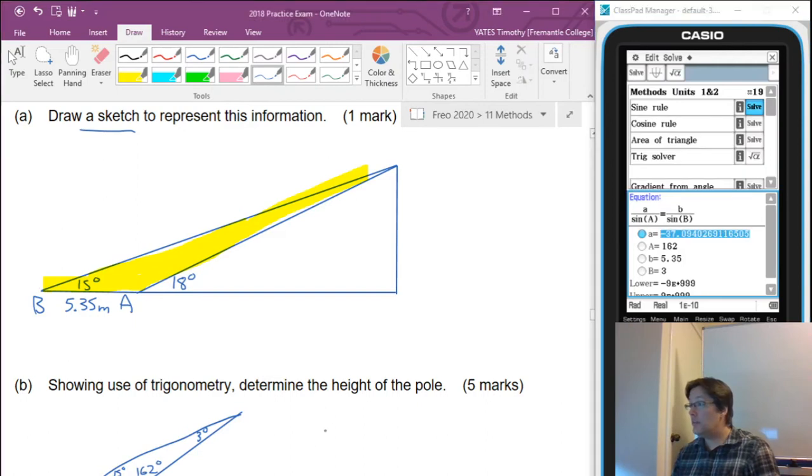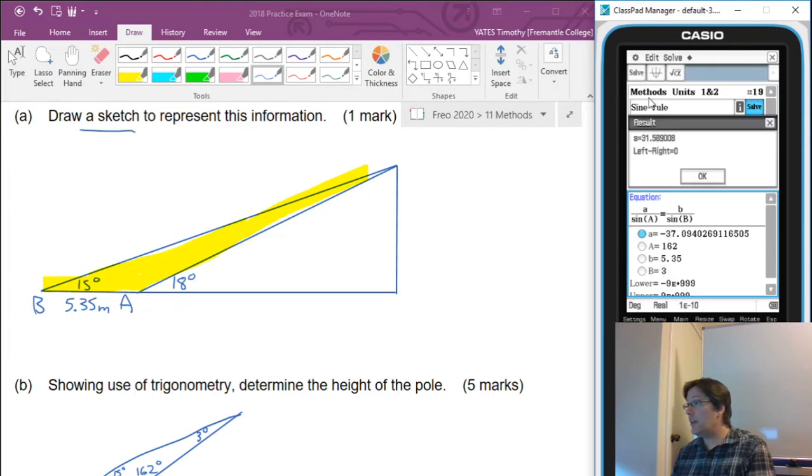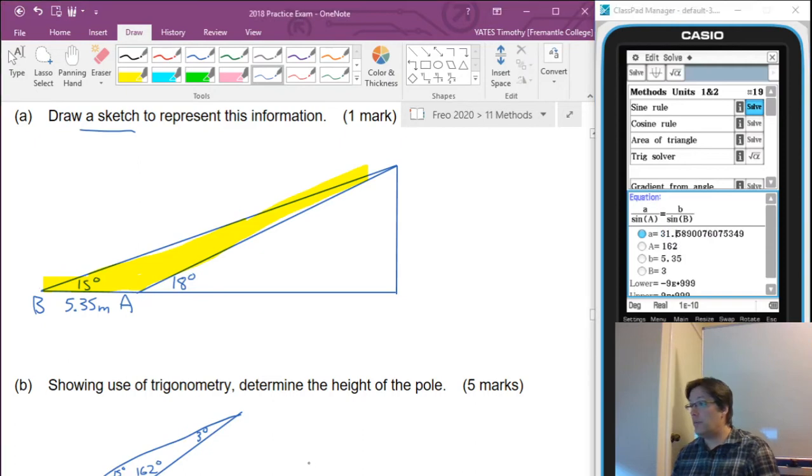37. Oh, that's negative. That's not what we expect. So let's just double check. We've got to make sure we've got it in degrees. Let's calculate that again. And we get an answer that makes sense: 31.58. So this is going to be 31.59. We're going to round it using solver. It's totally okay to use solver for this sort of thing.